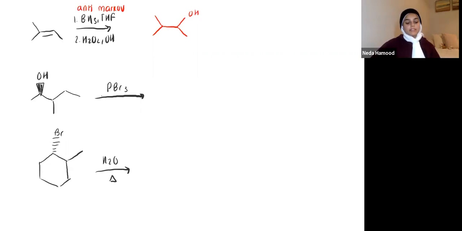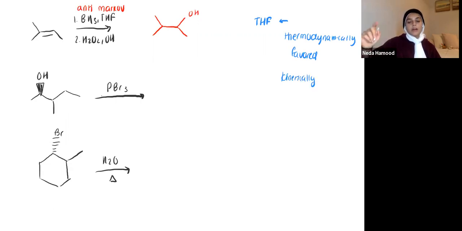So I know that Markovnikov means that it's more stable, and anti-Markovnikov means that it's going to be less substituted, less stable. But look up the difference between THF and the other thing that's related to THF. One of them is thermodynamically favored, and the other one is kinetically favored. I can't remember off the top of my head right now, but definitely know that before going into the exam.